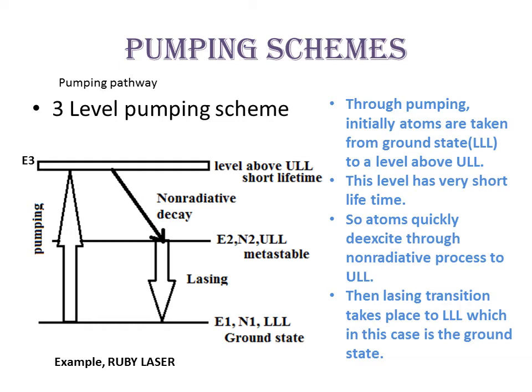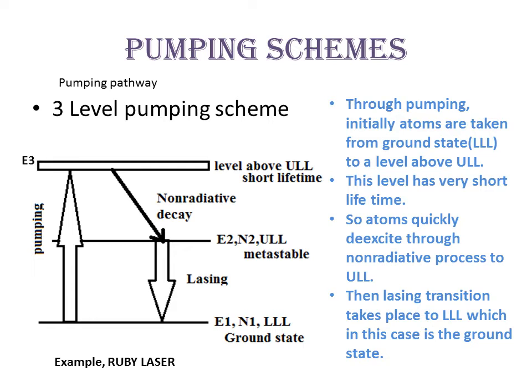First, we do the pumping. When we do pumping, we give energy to the atoms, and these atoms from the ground state absorb that energy and reach E3. That is shown here by this upward block arrow drawn near pumping. So by pumping, we are taking atoms from the ground state to E3, a level above the upper laser level. But that level has a short lifetime, which means the atoms will not stay there.